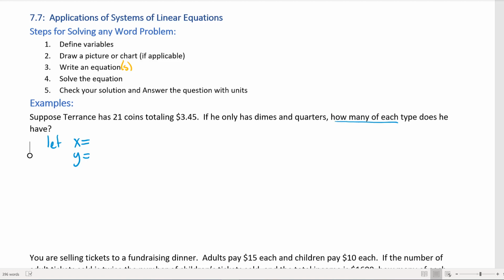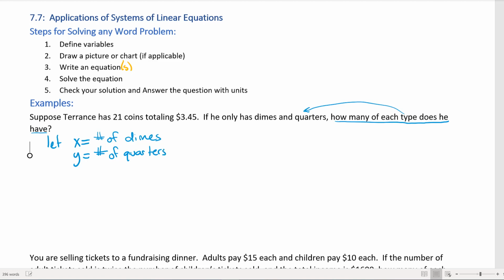Now the question said, how many of each type does he have? Each type, what is it? Well, we're talking about the dimes and the quarters. So let x equal the number of, we'll say, dimes, and y be the number of quarters.